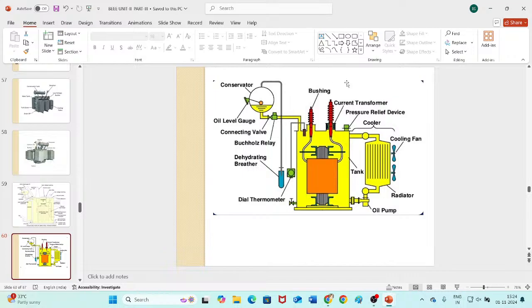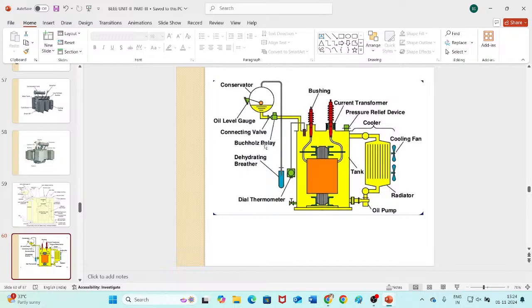It acts as a backup, like a backup layer. So it just preserves the oil there. If the oil level increases, that oil will shift to the conservator. If the oil level decreases, from the conservator, oil will move within the tank, and it will always maintain the oil level within the transformer tank.